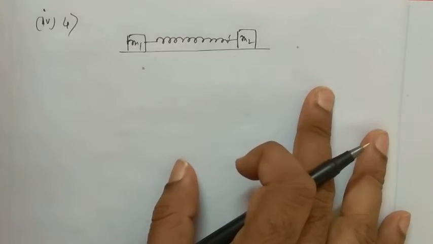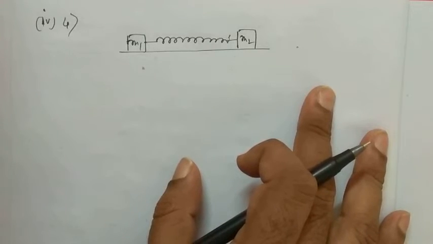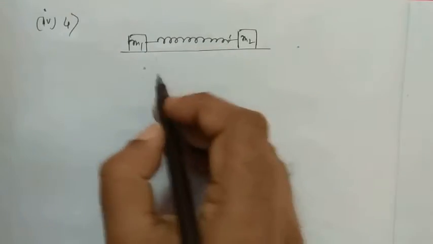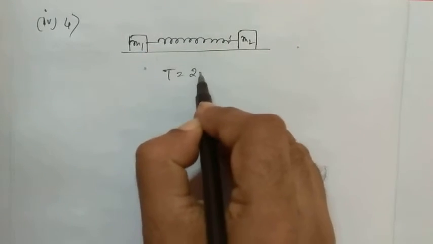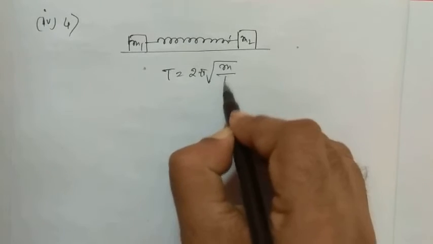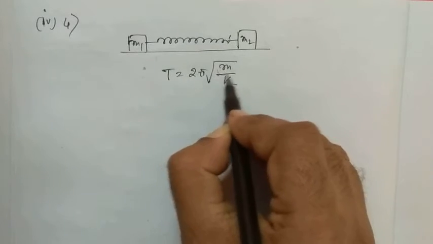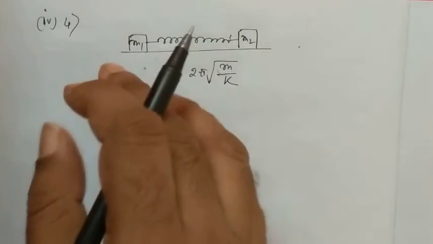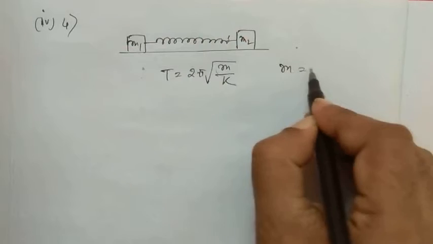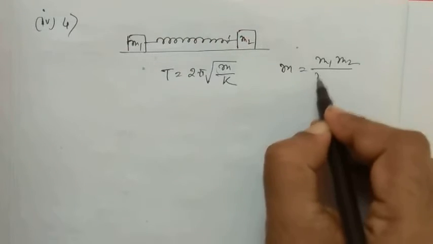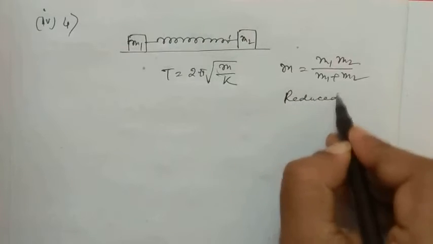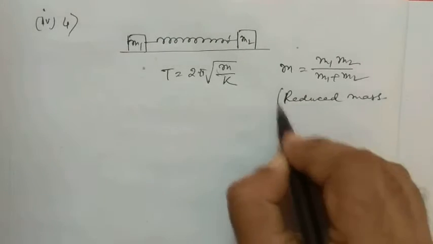Now, if two masses m1 and m2 are connected by a spring, and then made to oscillate, now the time period will be like this: T is equal to 2 pi root over mu by k, you can write m or mu. Now the value of mu for a combined mass m1 and m2 will be equal to m1 m2 by m1 plus m2. This is known as the reduced mass.